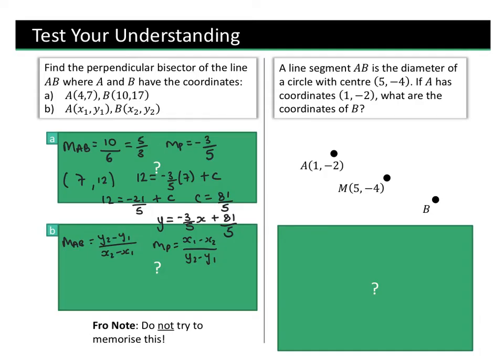Now what I'm going to do is to find the midpoint. The midpoint coordinates are x1 plus x2 divided by 2 and y1 plus y2 divided by 2. So now if I was to substitute this into my y equals mx plus c, I'm going to get a long, horrible equation.